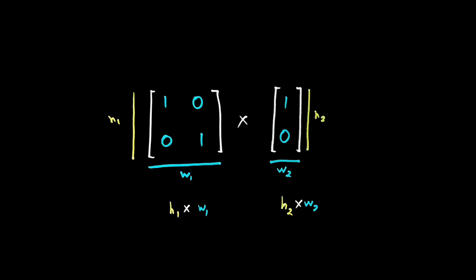Two matrices are compatible with each other and can be multiplied together when the width of the first matrix is equal to the height of the second matrix. If these two numbers are the same, then they can be multiplied together. Let's look at a few examples.